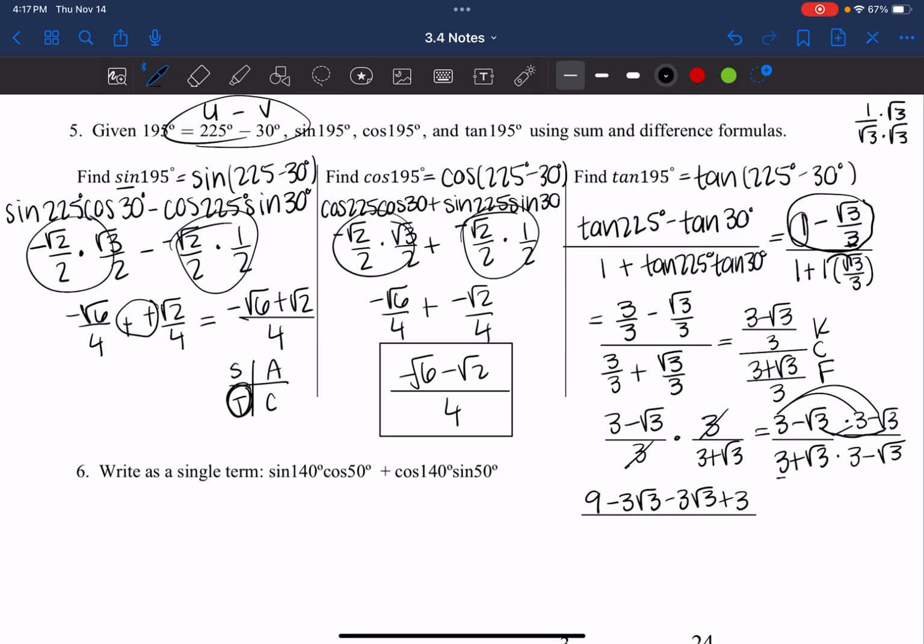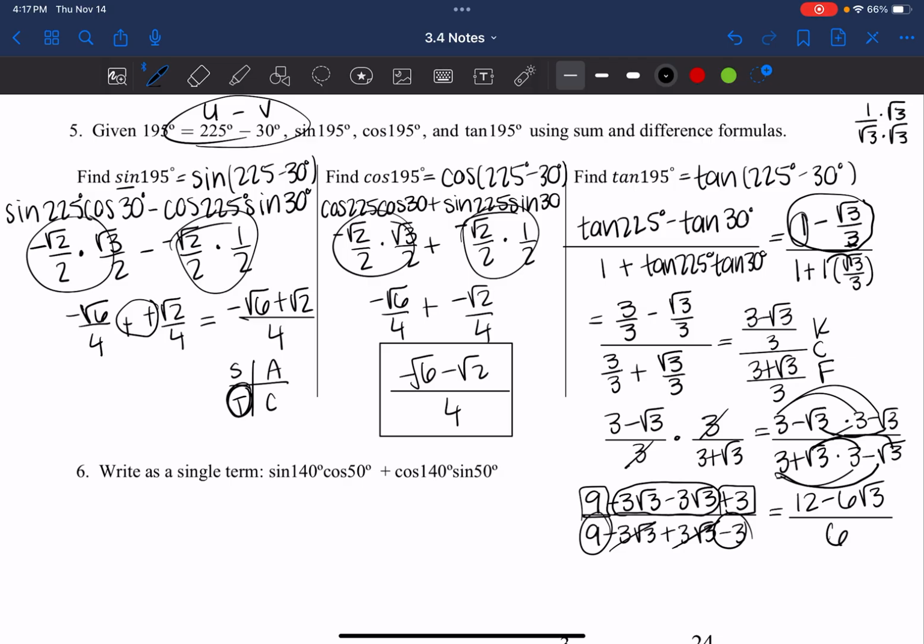All over, same thing down here. 3 times 3 is 9. 3 times negative root 3 is negative 3 root 3. 3 times root 3 would be positive 3 root 3. And root 3 times negative root 3 is negative 3. Now we've got some like terms we can combine. So these two would be like terms, and these two are like terms. So I end up with 12 minus 6 root 3 over here, a negative and a positive 3 root 3 to simplify out, and I'm left with 9 and negative 3, which is 6.